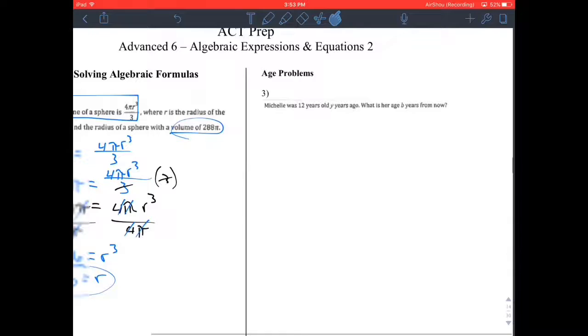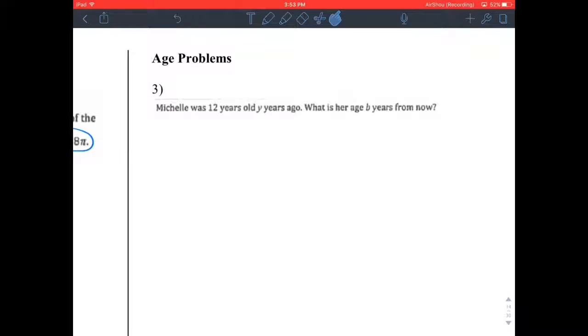Next, an age problem. Michelle was 12 years old y years ago. Okay, so in the past, she was, well, let me scratch that. In the present, today. If y years ago she was 12, now she's whatever y plus 12 is.